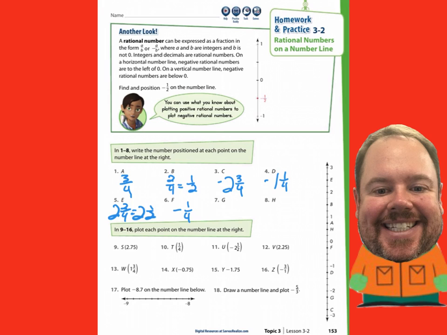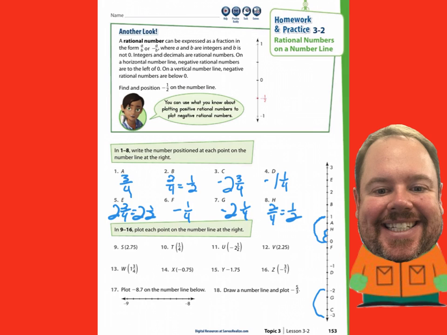-1/4. G. G is down between -2 and -3. One spot past -2, which makes it -2 and 1/4. And then H. H is between 0 and 1, so that makes it positive. And it is one space, two spaces, which makes it 2/4, which is 1/2. Great job.